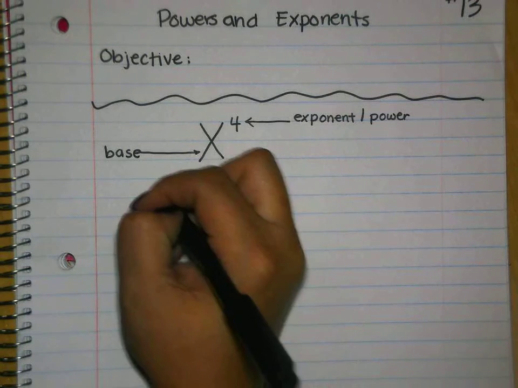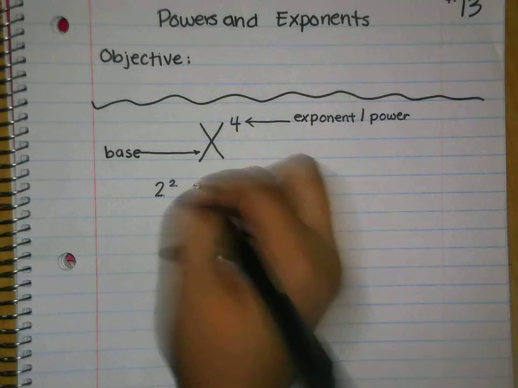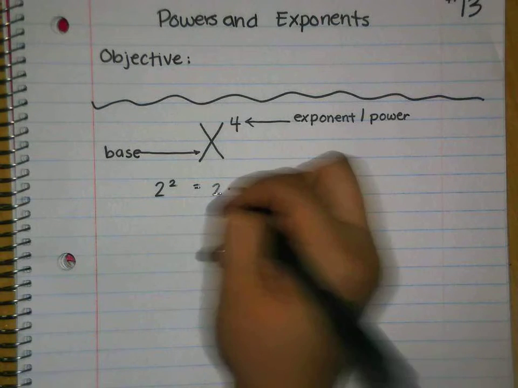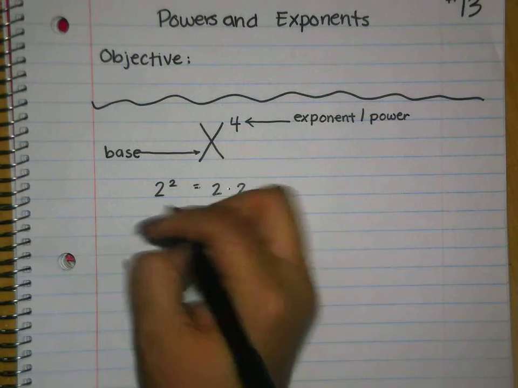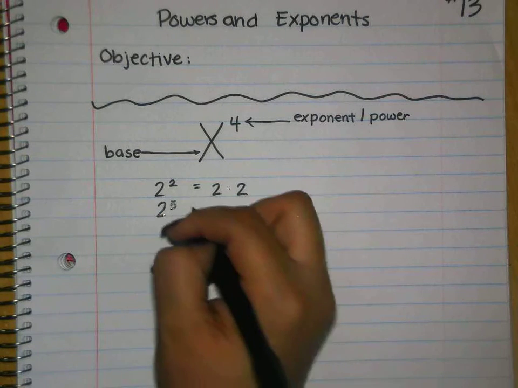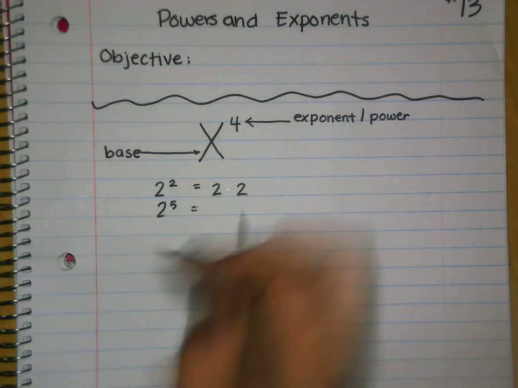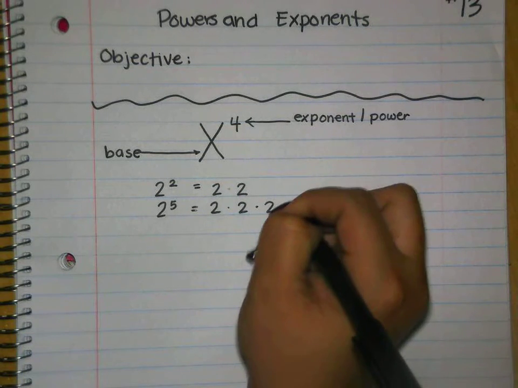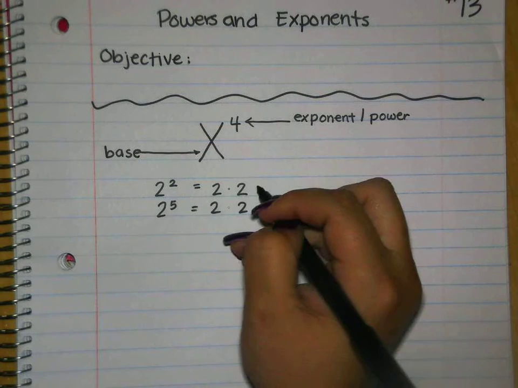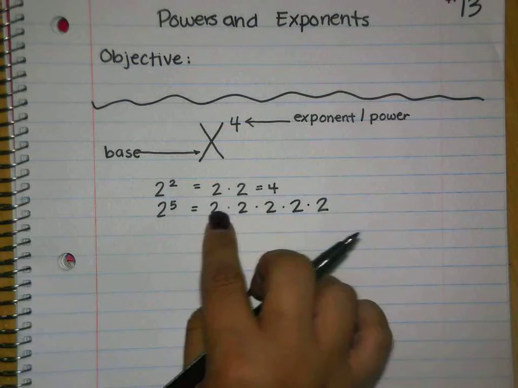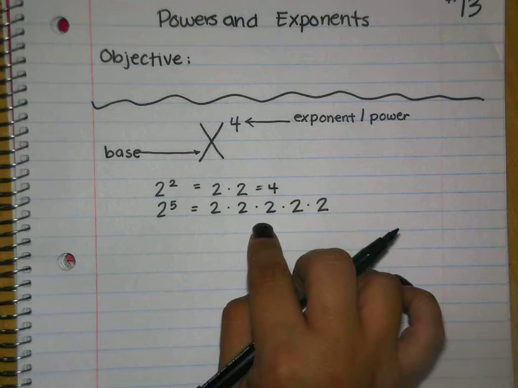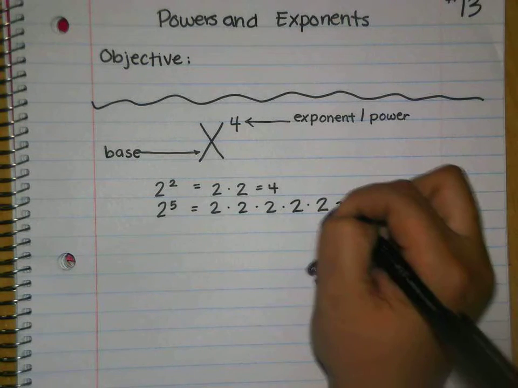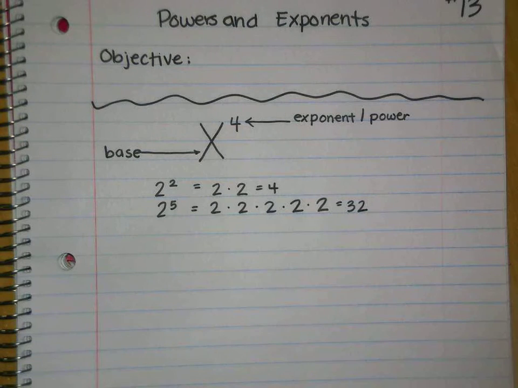Okay, so we know that if we had 2 to the 2 power, that is 2 times itself twice. So that would be 2 times 2. If we have 2 to the 5th power, that is going to be 2 multiplied by itself 5 times. So 2 times 2 times 2 times 2 times 2. In this case, 2 times 2 is 4, and 2 times 2 is 4, times 2 is 8, times 2 is 16, times 2 is 32. Okay, so that's kind of what we're talking about with our bases there.